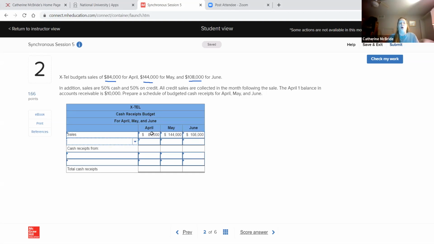But we're not going to collect all of that. That's not cash sales. Those are total sales. So now we have, in addition, sales are 50% cash and 50% on credit. So that means that every month we collect half of whatever the sales is for that month. And then what happens next is all credit sales are collected in the following month. And in the beginning, we have an accounts receivable balance of $10,000.